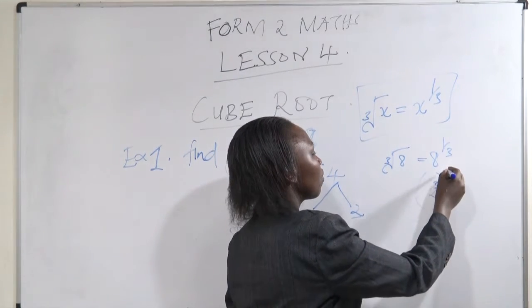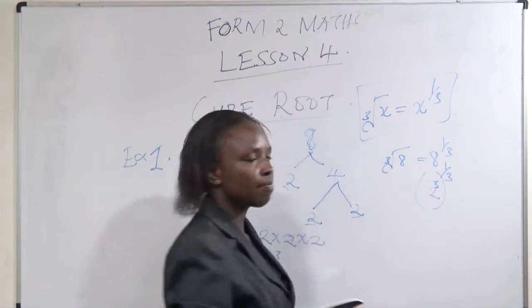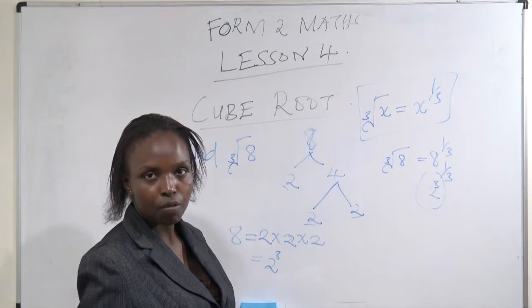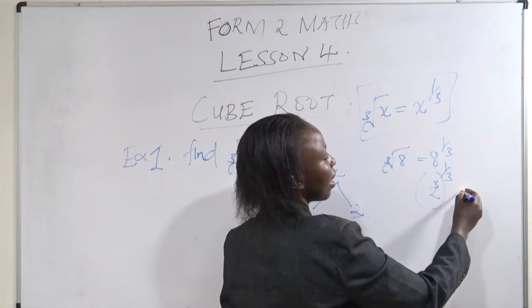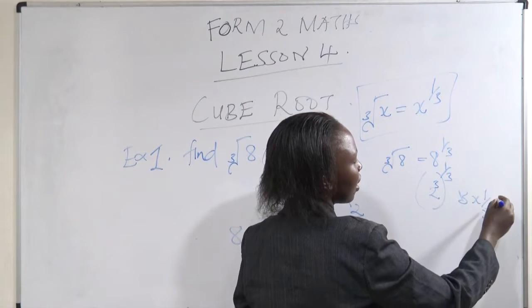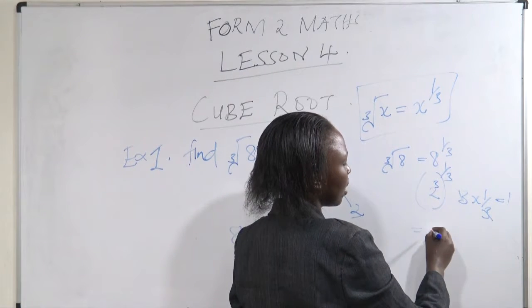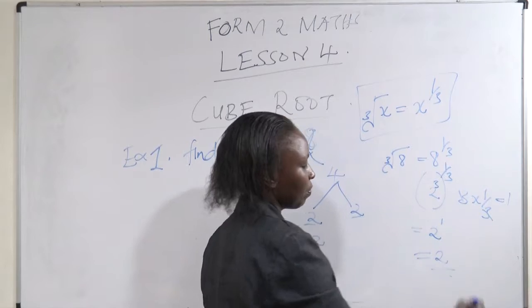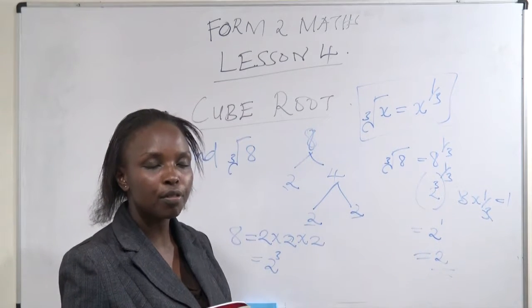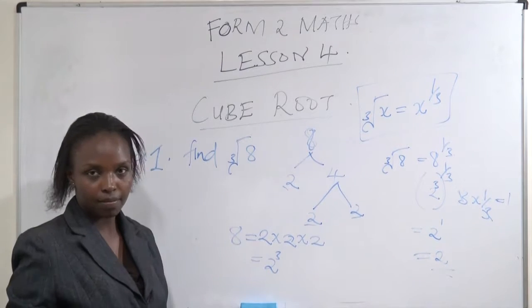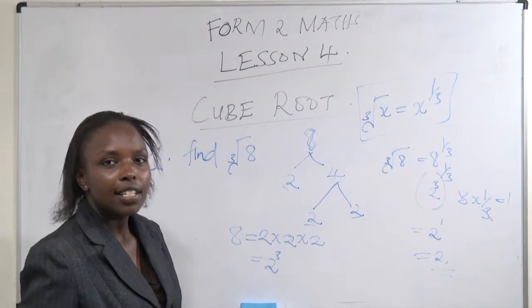Then remember you're looking for the cube root. After that, what do we do? We multiply out the powers. So we are going to have 3 times a third, and the 3 and 3 cancel to get 1. So what you get is 2 to the power 1, which is equal to 2. So the cube root of 8 is 2. And that is how we go about it.